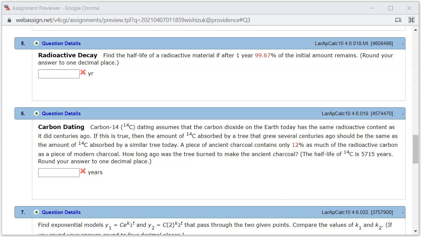All right, let's look at homework 4.6, problem number 5. This is a radioactive decay problem. We want to find the half-life of a radioactive material if after 1 year, 99.67% of the initial amount remains, and we want to find the half-life.